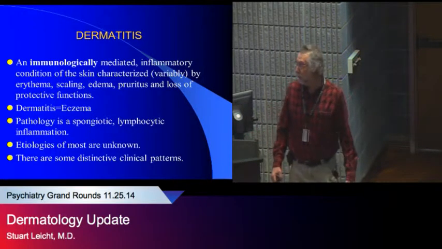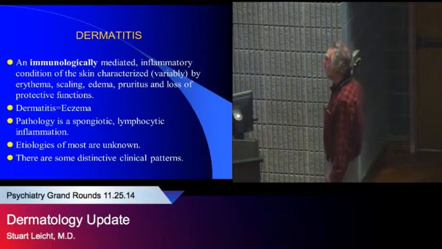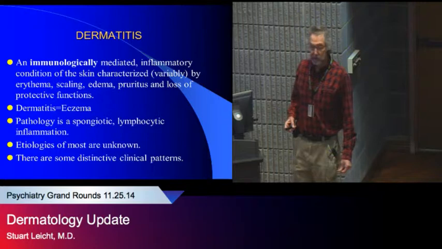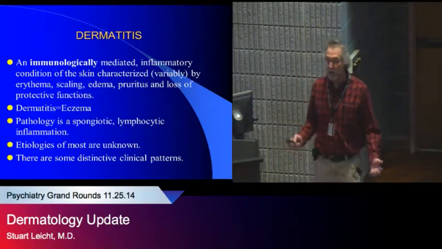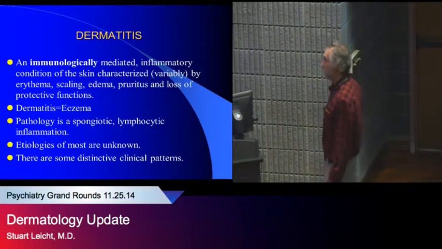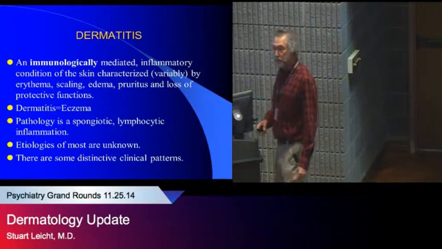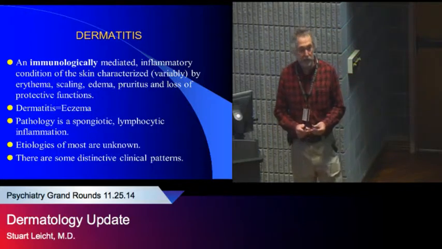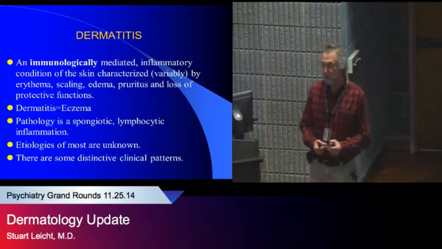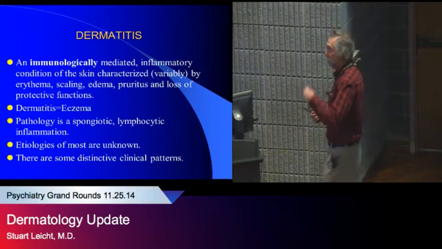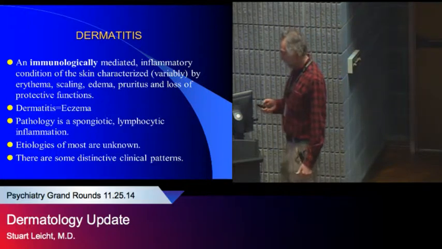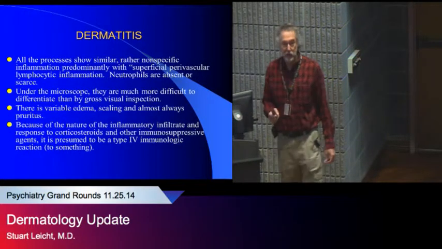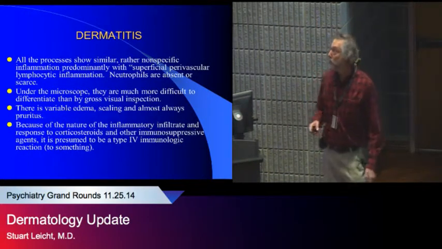The pathology is spongiotic, meaning that there's intracellular edema, and it's a lymphocytic inflammation, so it's an immunologic process. Most skin diseases, by default, are really felt to be immunologic illnesses, although we don't know what the etiologies are for some of them. I suspect some may turn out to be infections, rather than autoimmune sorts of things. And there are distinctive clinical patterns that I'm going to emphasize to you. Again, these are things that you're going to see all the time in your practices.